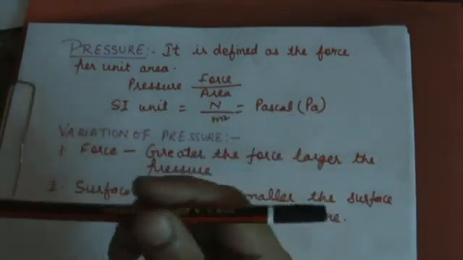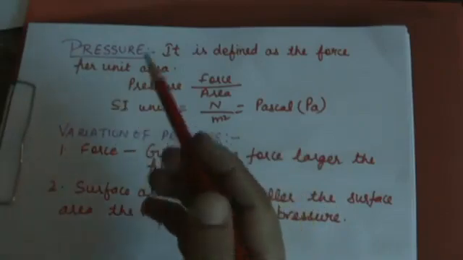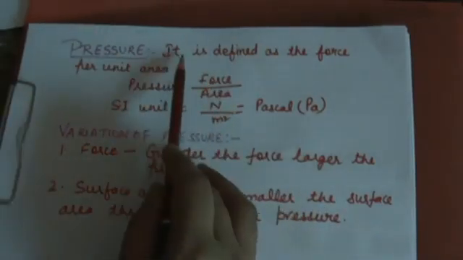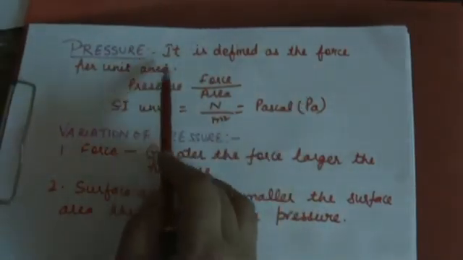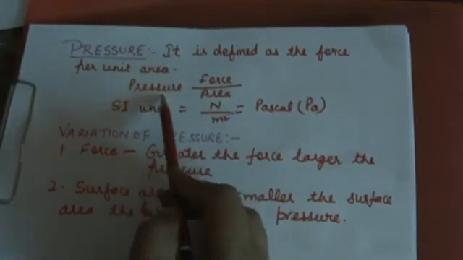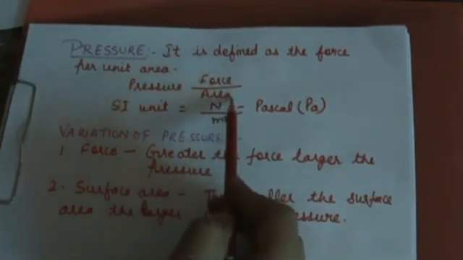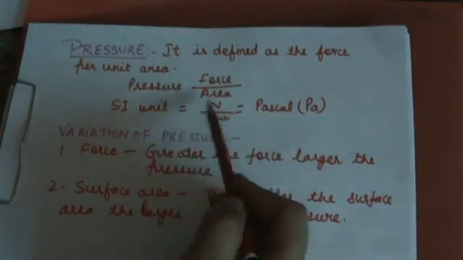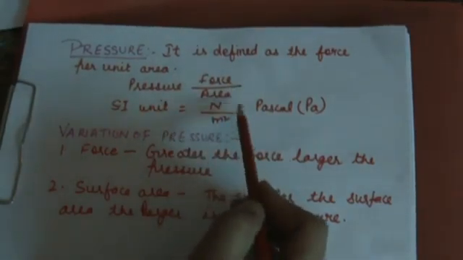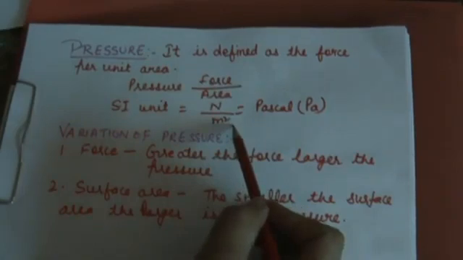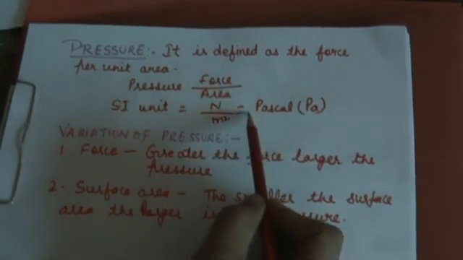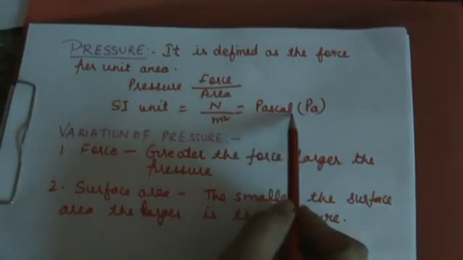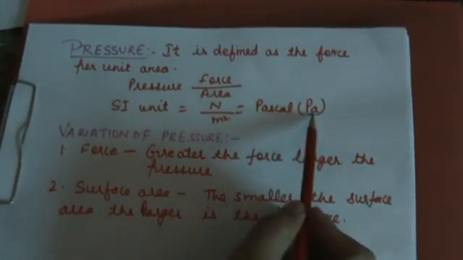Then now you can understand what is pressure. Pressure is defined as the force per unit area, or we can write pressure is equal to force upon area. And what are the units of pressure? Force is measured in Newton, area is measured in meter square. Then the unit of pressure is Pascal. It is denoted by Pa.